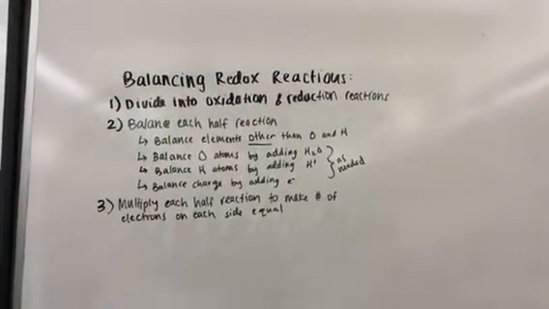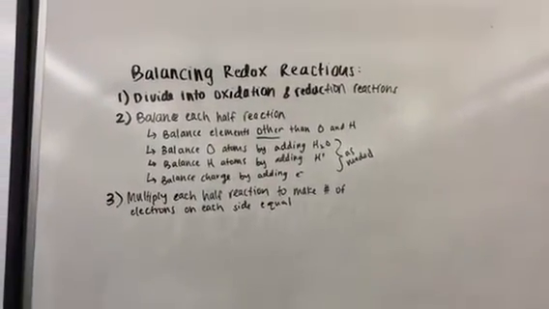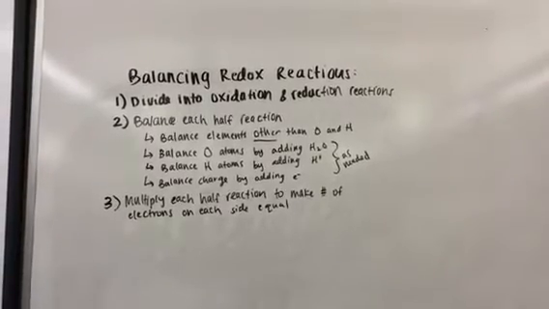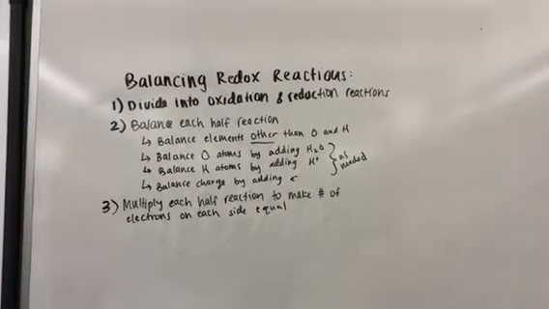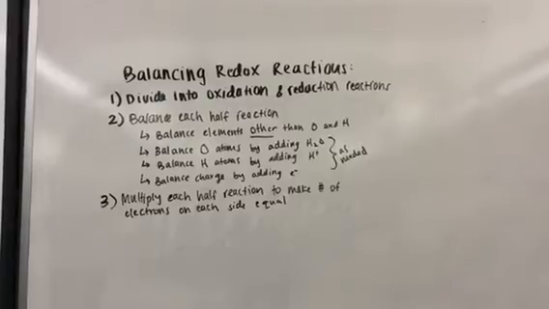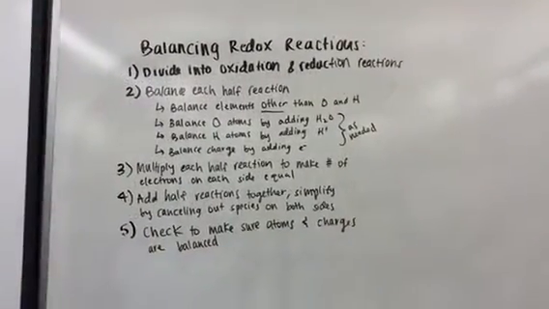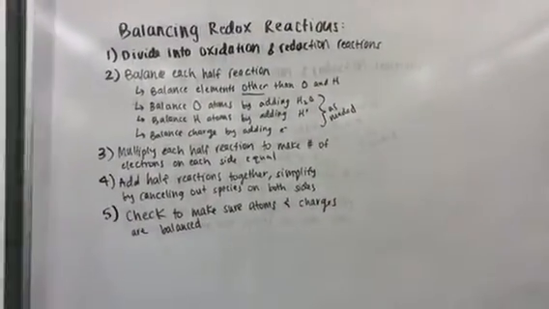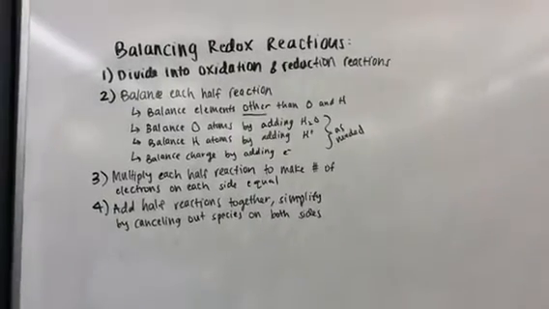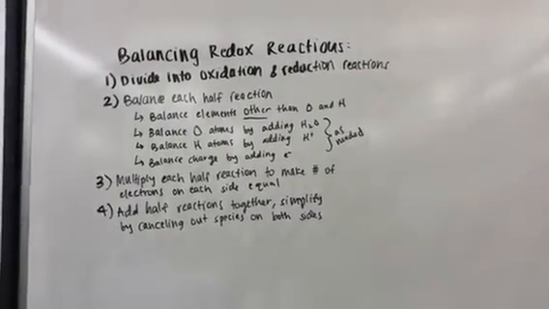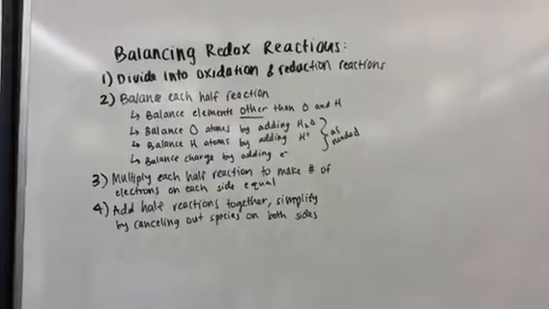All right, multiply each half reaction to make the number of electrons on each side equal. This way we ensure that the electrons lost on one side are the same as the ones gained on the other. Lastly, check to make sure that the atoms and charges are balanced on both sides. Number 4, add the half reactions back together and simplify by canceling out species that appear on both sides.